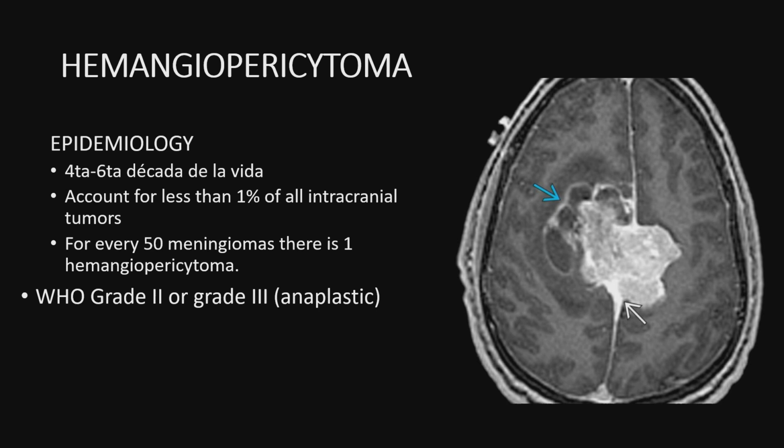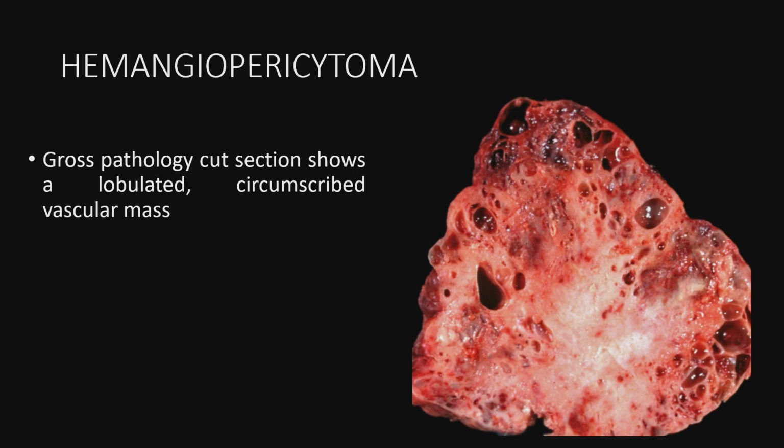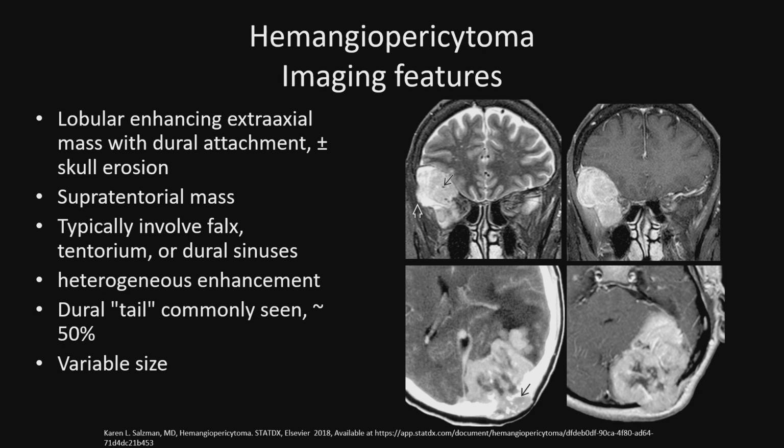In this slide, we have an image of a gross pathology cut section that shows a lobulated circumscribed vascular mass with multiple enlarged vascular channels that are characteristic of a hemangiopericytoma. The imaging features, well, it's a lobular enhancing extra-axial mass with dural attachment, and we can see bone erosion. It's a supratentorial mass, typically involving the falx, tentorium, or dural sinuses, with heterogeneous enhancement. We can see a dural tail commonly seen.